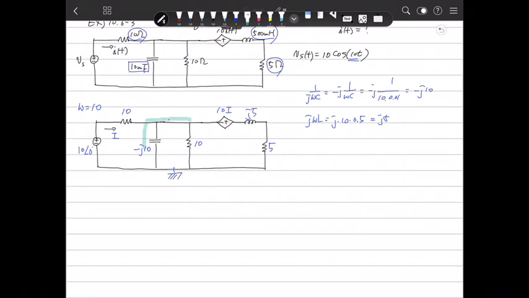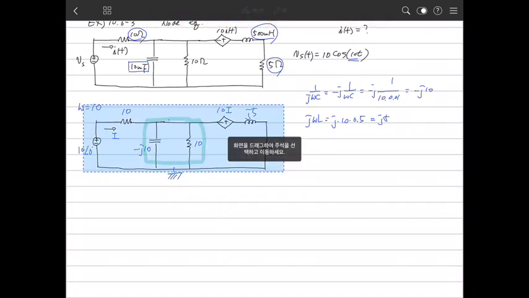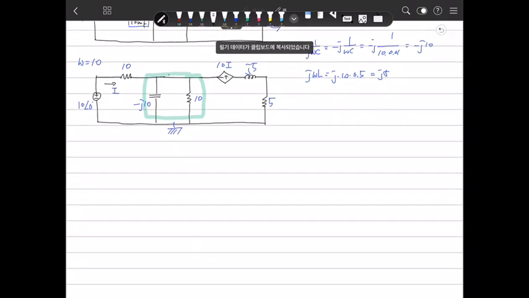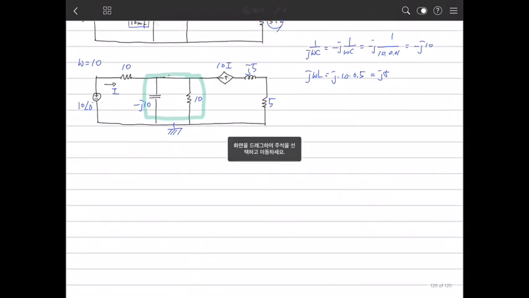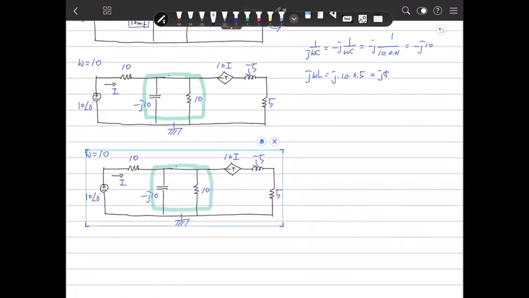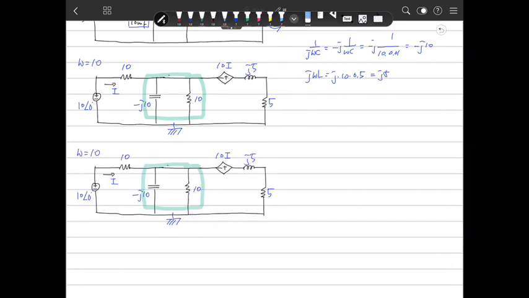So at first I simplify the parallel impedance. There is a parallel connection here. So we can redraw one impedance like that. There is a parallel of minus j10 and 10.